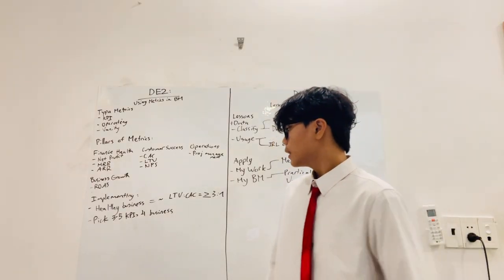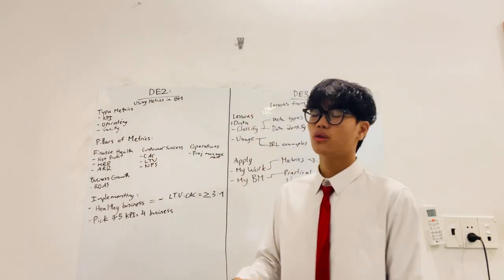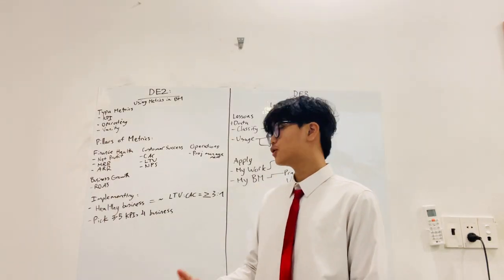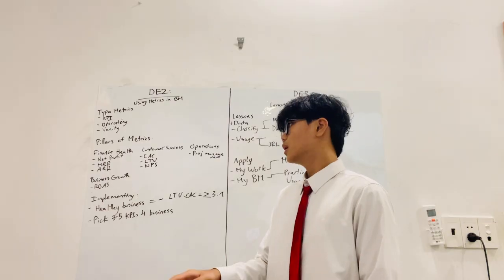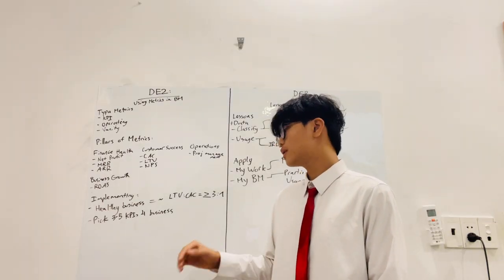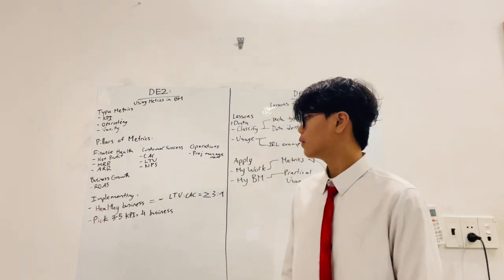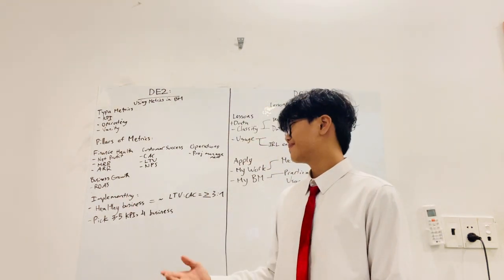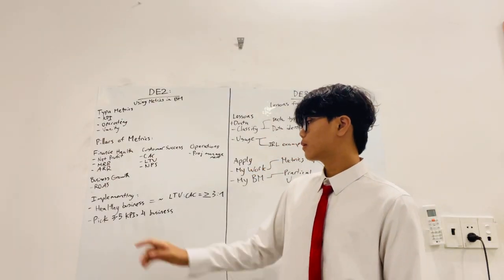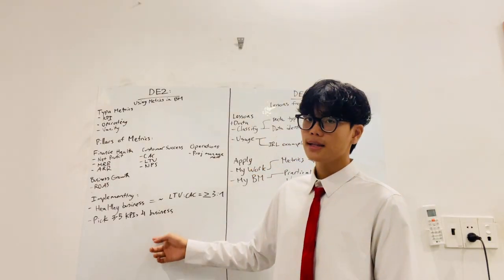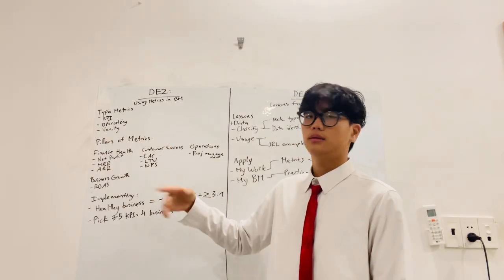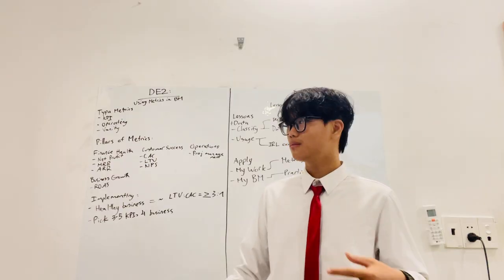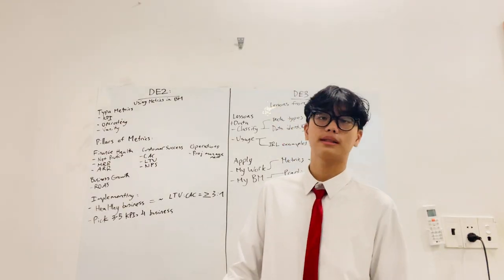Now, implementing. So basically, in order to have a healthy business, based on my research, we should have an LTV to CAC ratio of around 3-1, or equal or less than 3-1. Now, in order to have a good general business structure, I believe we need to pick 3 to 5 KPIs for business in each of these metrics, and that is how we maintain quality, efficiency, and low costs in our business.